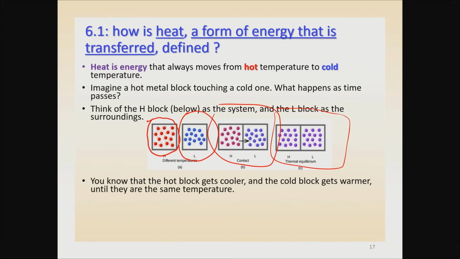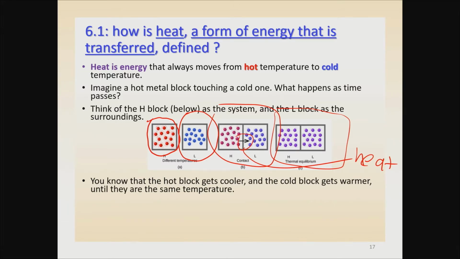So the question is this: we had a hot block and a cool block, and you know that something must have left the hot block and gone into the cool block. So what must have been that something to make the hot block less hot and the cooler block warmer? Well, that something here was heat. So again, heat isn't so much energy that is found in a particular kind of matter.